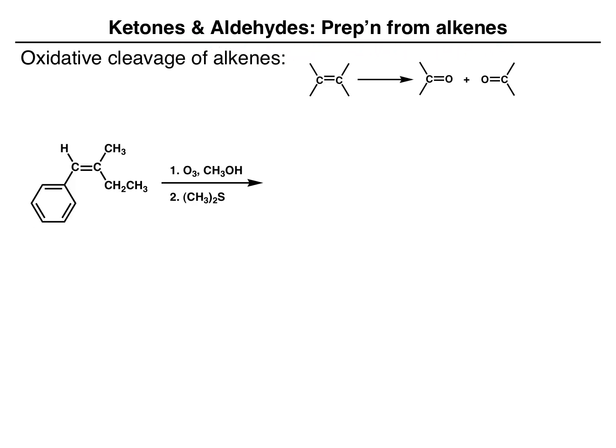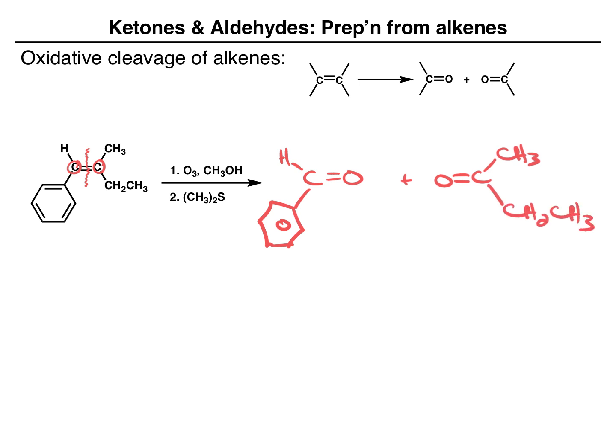Ketones and aldehydes can be prepared from alkenes by carrying out oxidative cleavage. One of the methods is to carry out an ozonolysis followed by a reduction. So with this alkene, for example, ozonolysis leads to the cleavage between the alkene carbons, where each of these alkene carbons becomes a carbonyl carbon. So from the left side, we form this aldehyde, and from the right side, we form this ketone.